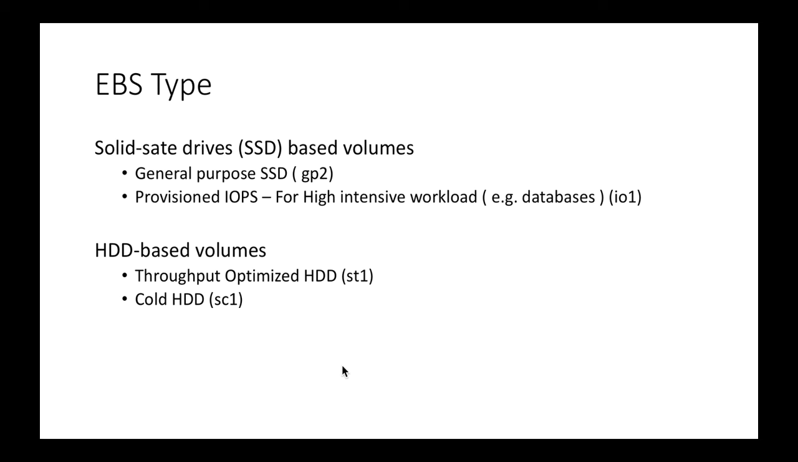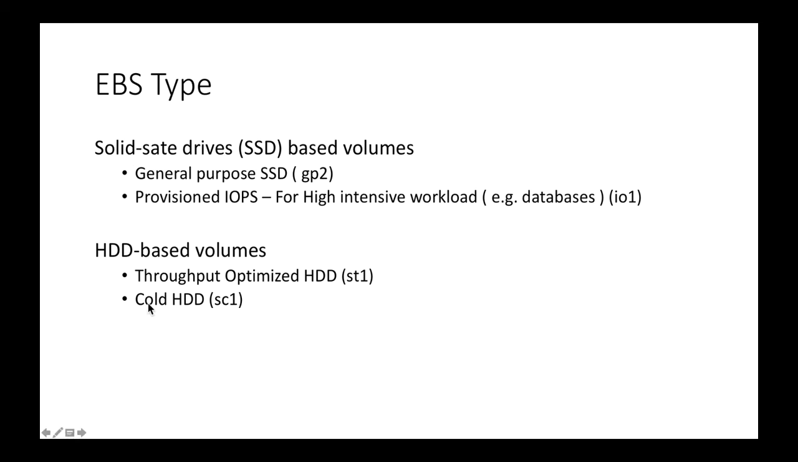GP2 is usually less than or equal to 10,000 IOPS, and provisioned IOPS is mostly greater than 10,000 IOPS. So if you have a requirement for more than 10,000 IOPS, you want to go with provisioned IOPS, or in all other cases, you want to stick with general purpose. Thereafter, we have the HDD-based volumes, where there's one throughput optimized, ST1.